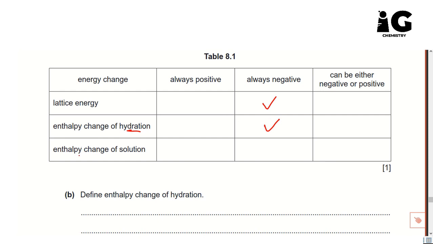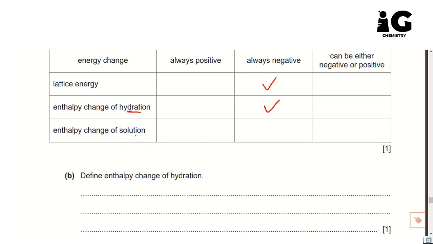Third one, enthalpy change of solution. You know, guys, for solution, we have endothermic solution, we have exothermic solution. It depends regarding the value of energy in and the value of energy out. So actually, it can be either negative or positive. This is for solution.